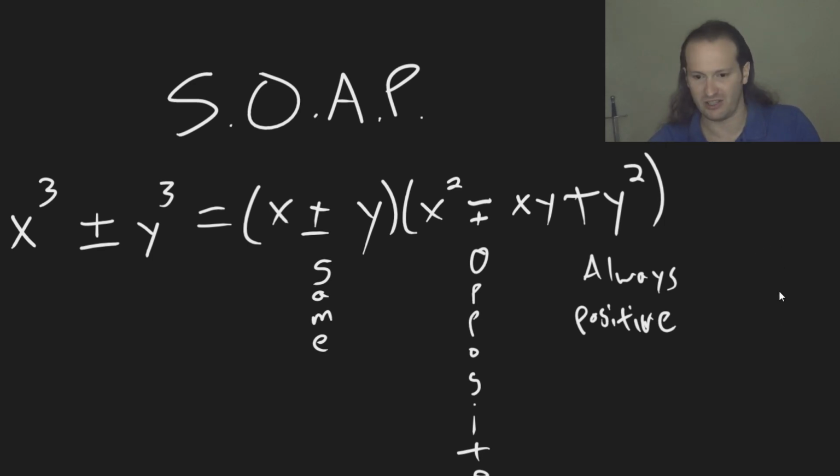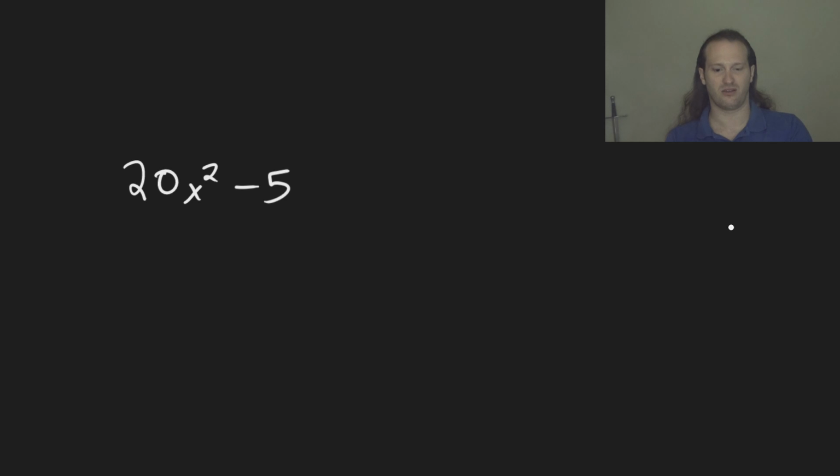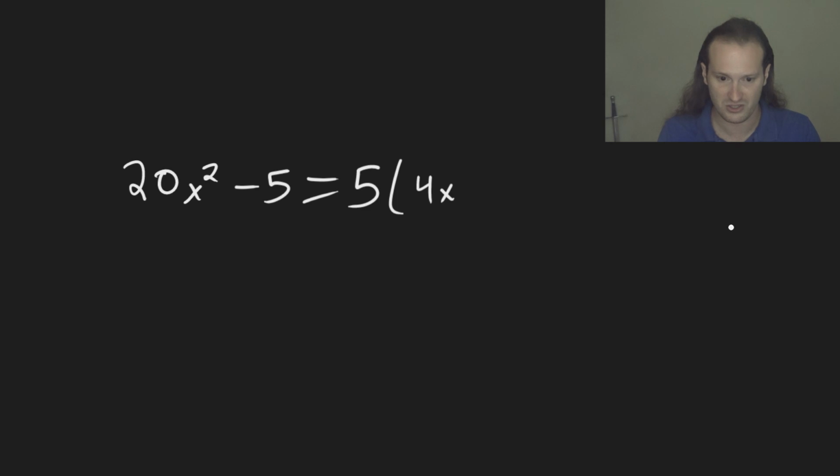What do I mean by completely factored? Take this, and I want you to factor it. Well, they have a common factor, so start there. You always start there when you're trying to factor something completely: if they all have common factors, factor them out first before you do any sort of reverse FOIL. So we have 5 as a common factor. We divided out a 5, so that's going to be 4x squared minus 1.